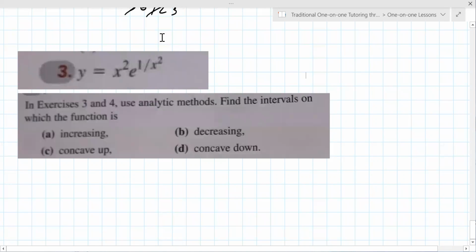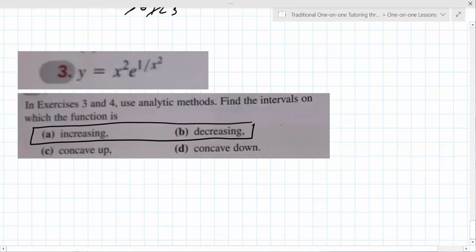All right. So in this exercise, we're trying to figure out first where it's increasing and then decreasing. So these first two come from the first derivative. And then the second derivative is concavity. Yes. Okay. So with the derivative, you've got to be really solid on these.